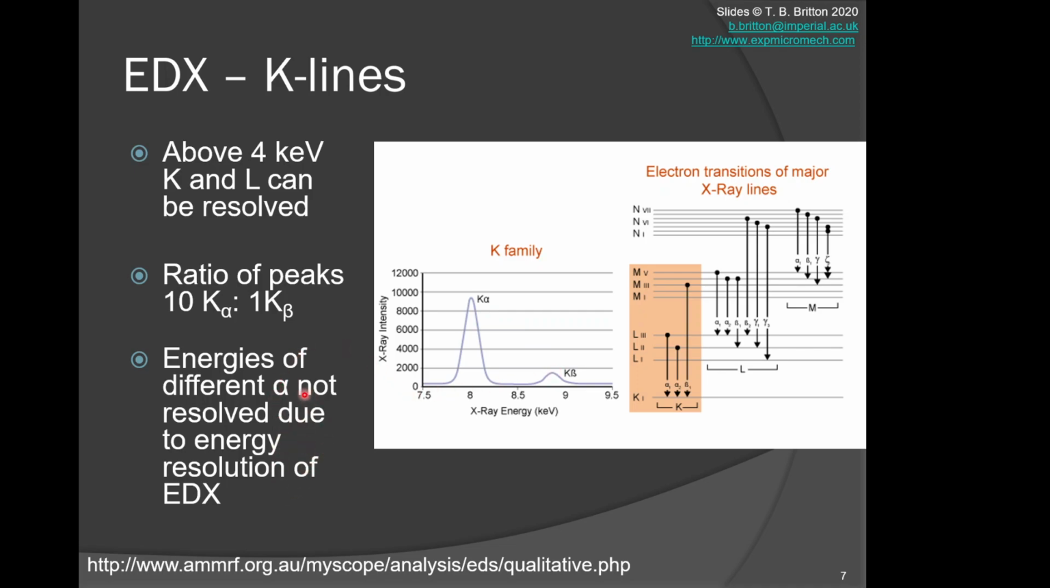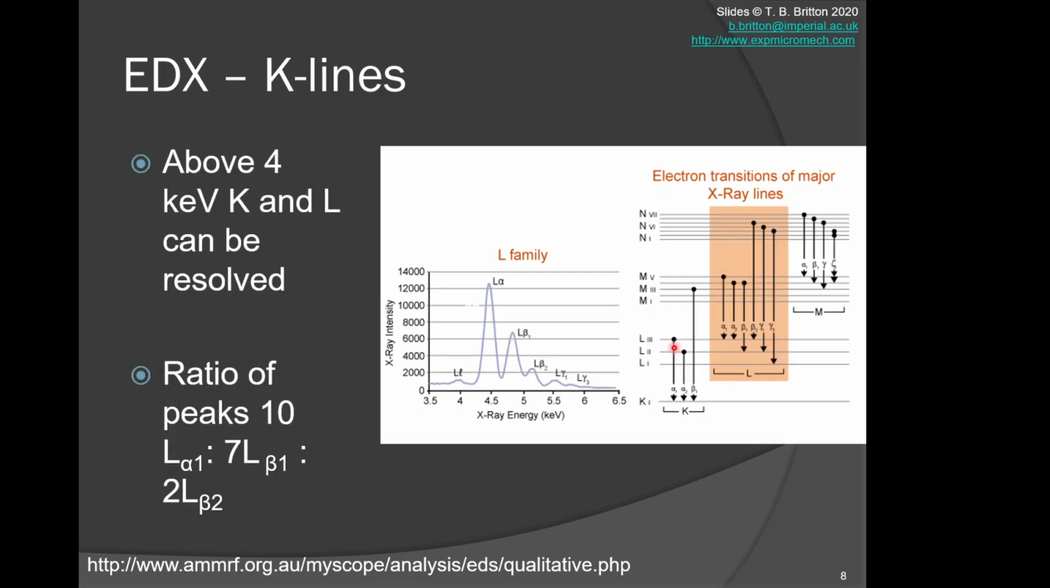And typically we cannot easily resolve the transitions within the alpha because they're relatively small differences, and the resolution of the EDX technique is often relatively bigger than those small transitions. If we look at the L peaks, we see a much more characteristic fingerprint spectrum, where again there are the alphas that are associated with the M to L transitions. We have the betas in there as well, and we have the gammas that are the high transition drops.